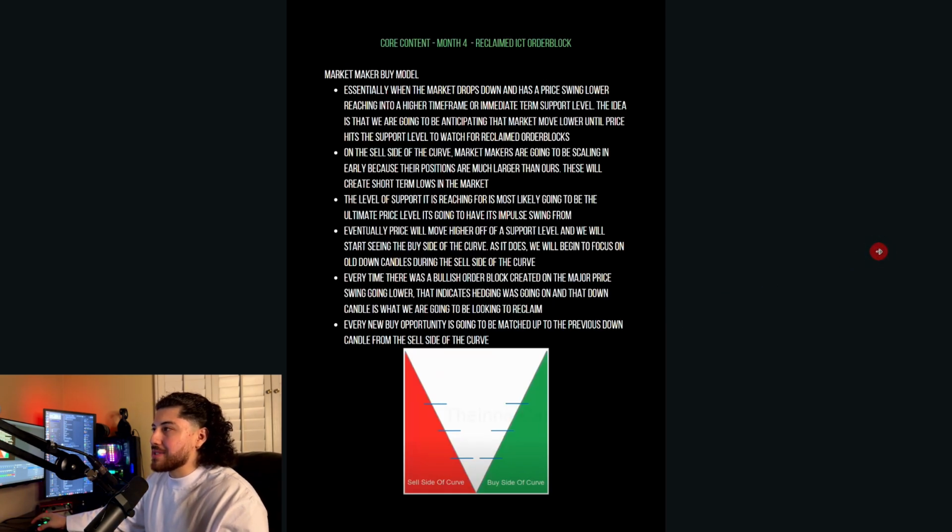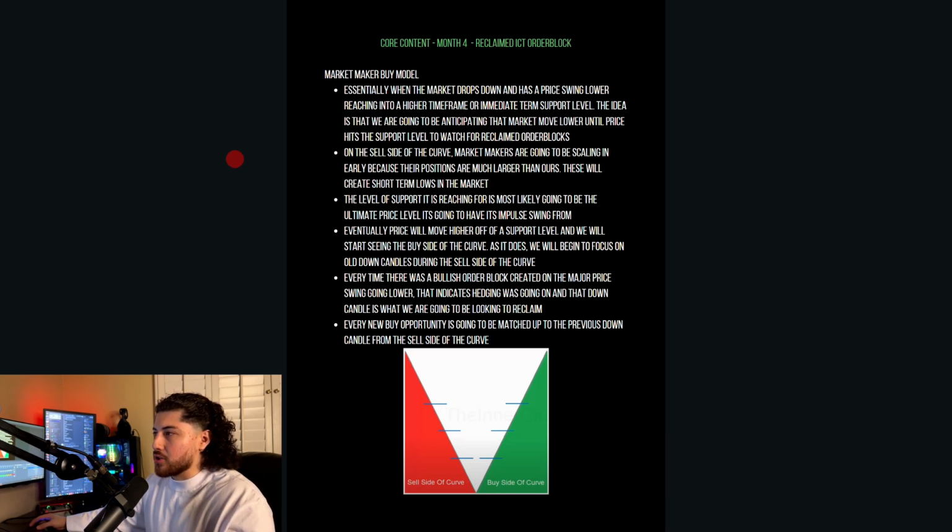Bullish reclaimed ICT order block. Market maker buy model. Essentially, when the market drops down and has a price swing lower, reaching into a higher time frame or immediate term support level, the idea is that we are going to be anticipating that market move lower until price hits that support level to watch for reclaimed order blocks.